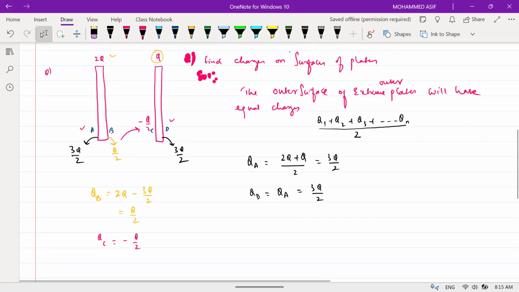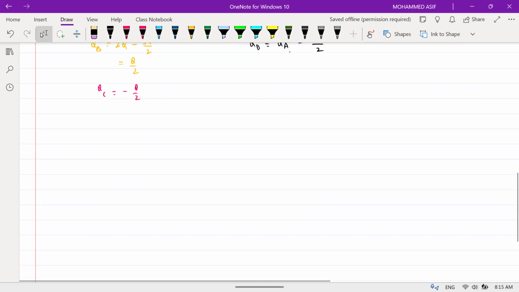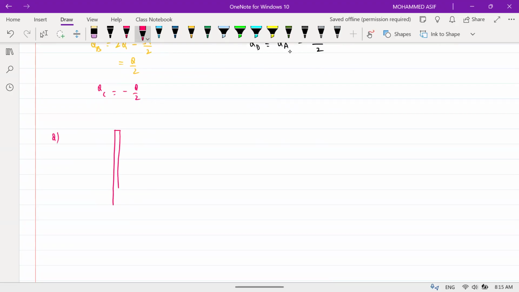I'll give you one more question. You'll try to do it all. Now say, for example, if I'm having 3 plates like this, this is 1, this is 2, this one is 3. I need the charge on A, B, C, D, E, and F. On this one, I'm giving you charge 3Q. On this one, it is minus Q. On this one it is 0.